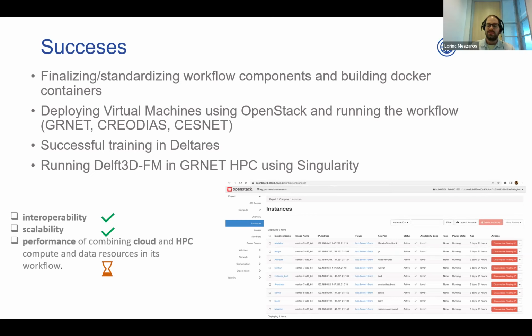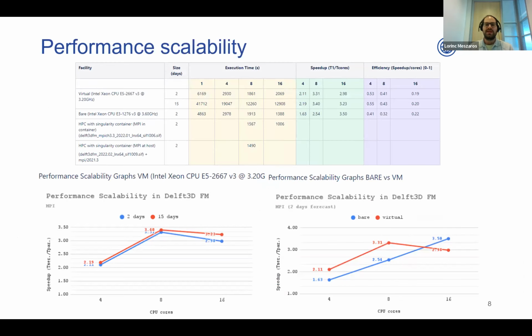So I think based on the scope that I presented at the beginning, we demonstrated interoperability, and I will show you that we also tested scalability. The performance of combining different resources is still pending. So that's our focus, and of course the Snakemake workflow. And just to show the scalability, we have tested our own resources. So we have a cluster at Deltares, which has virtual nodes and then bare metal. But then we also benchmark against the virtual machine and HPC.